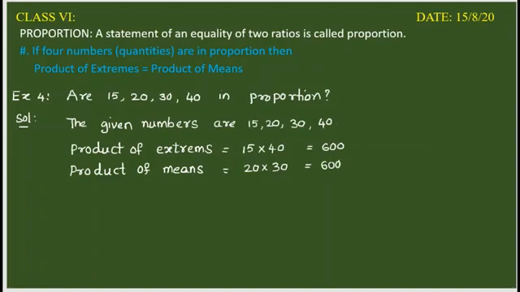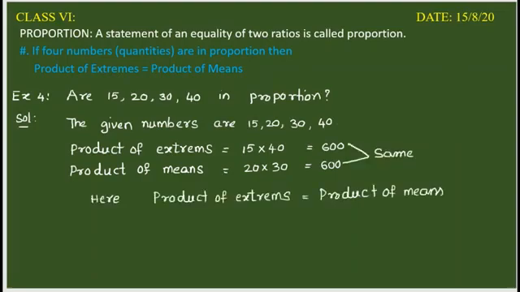If you observe here, two products are same. Product of extremes as well as product of means, both results are same. 600 we got here. So we can write here these two are same. Therefore, product of extremes equal to product of means. Now, we can say that the given numbers 15, 20, 30, 40 are in proportion. So, let us write the conclusion. So, we have written that therefore 15, 20, 30, 40 are in proportion.